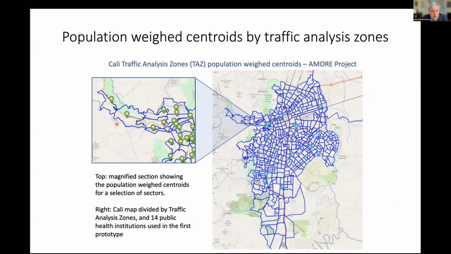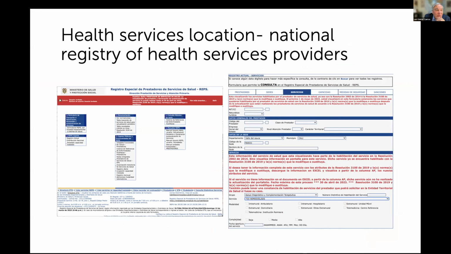And then we looked into each of the traffic analysis zones, identified the geographic centroid, and then adjusted by population, because population is not homogeneously distributed in each of the traffic analysis zones. There could be a park or something, and the population could be skewed. We made sure that this was within the borders or the nearest place to the border, because the forms are irregular.